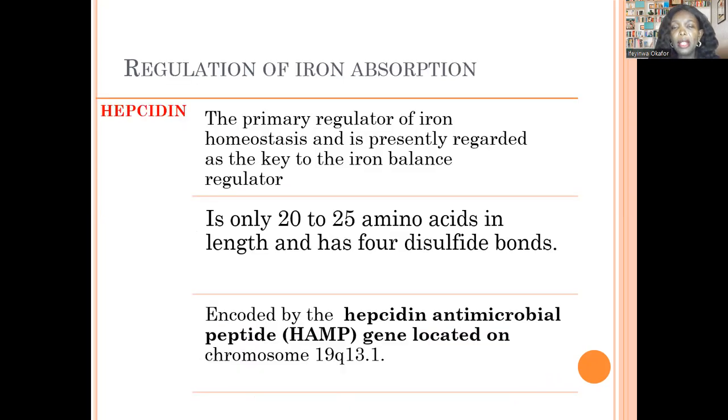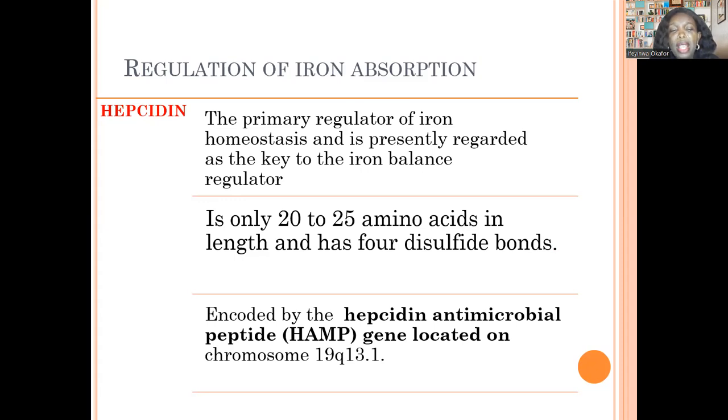Hepcidin. Now, hepcidin is the primary regulator of iron homeostasis. The protein called hepcidin has been found to be the primary regulator of iron homeostasis and is presently regarded as the key to iron balance regulation.